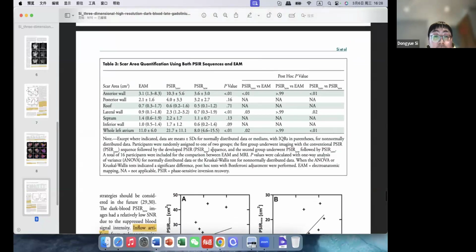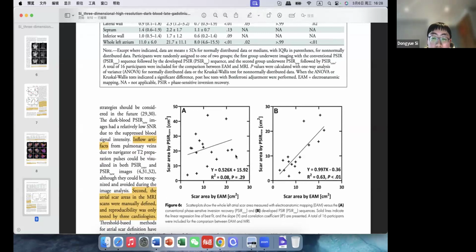And the quantitative comparison shows that the conventional PSR sequence had some significant difference compared with the electroanatomic mapping, while the newly developed PSR sequence was not significantly different from the reference electroanatomic mapping. The linear regression also showed a higher correlation between the scar area measured by the proposed PSR sequence and the reference electroanatomic mapping.